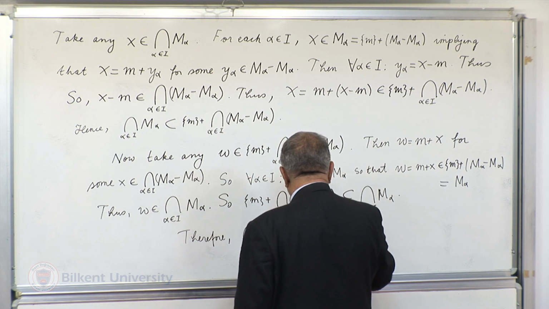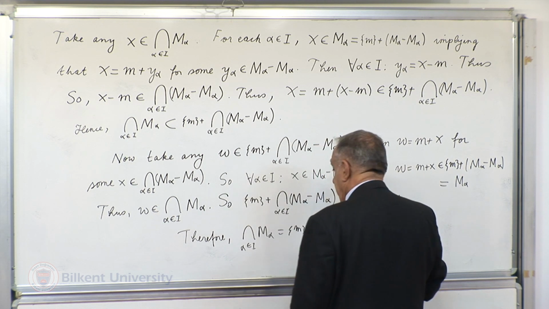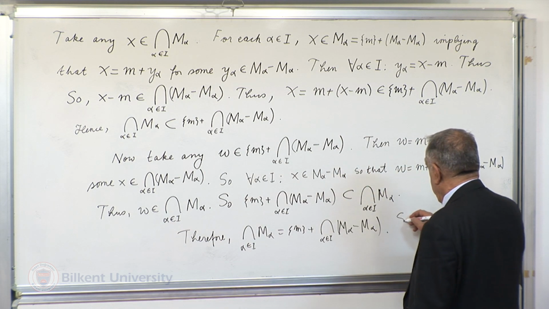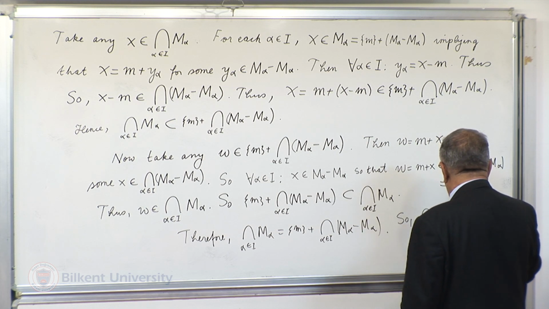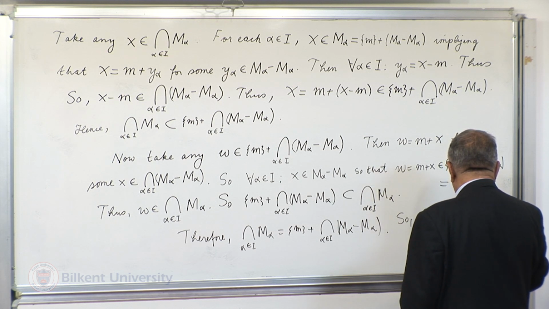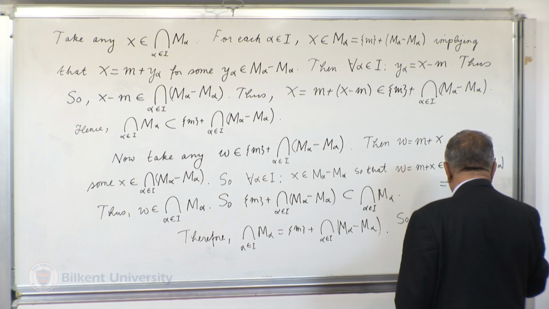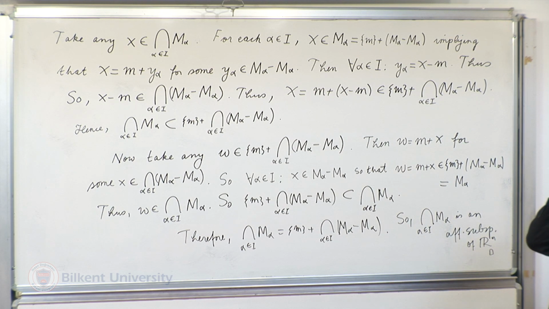M plus the intersection of M alpha minus M alphas when alpha is in I. So, the intersection of all M alphas is an affine subspace of Rn, completing the proof of this. Okay?